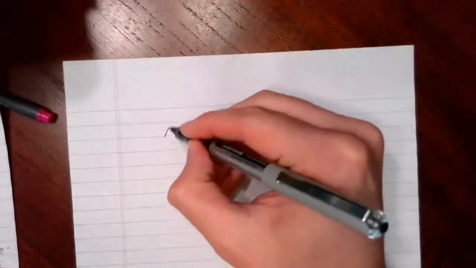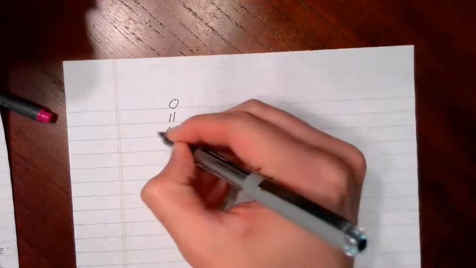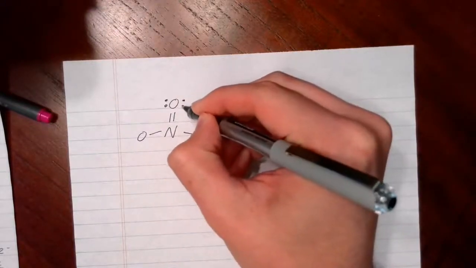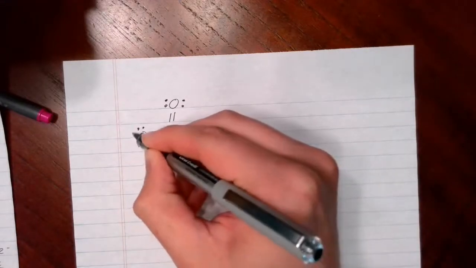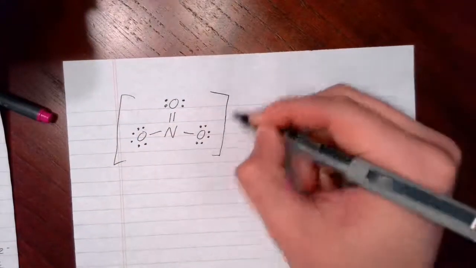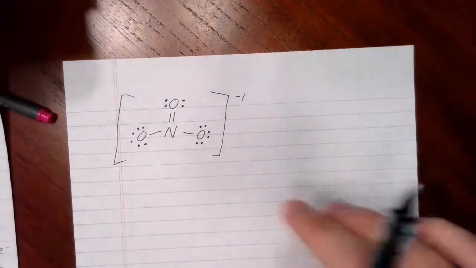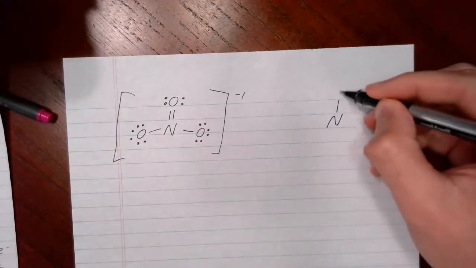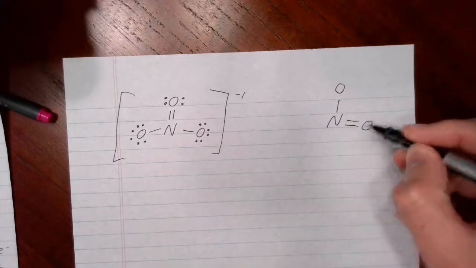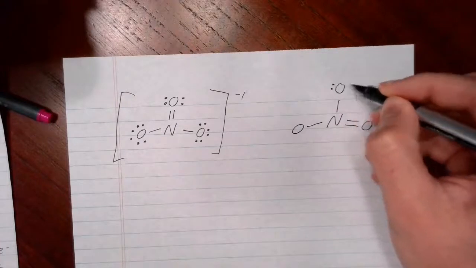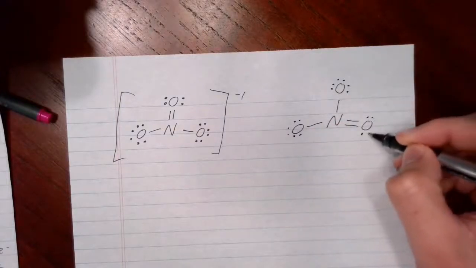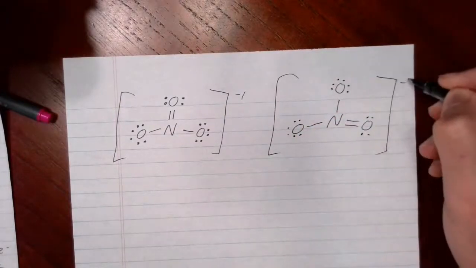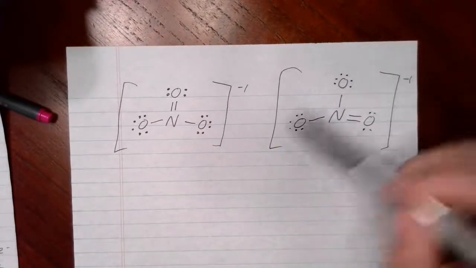Okay. So let me redraw nitrate on this paper. So I drew nitrate like this. But I also could have drawn nitrate like this. And so I know you're saying, well, you just rotated the molecule. But think about it as if I didn't rotate the molecule.